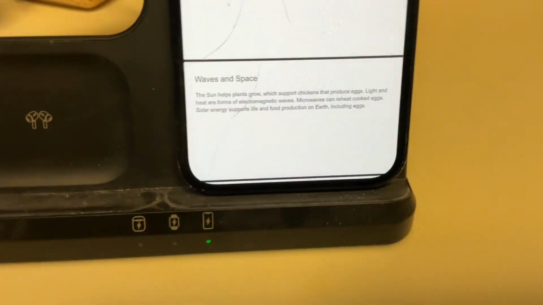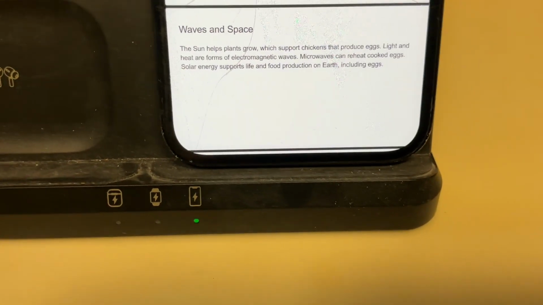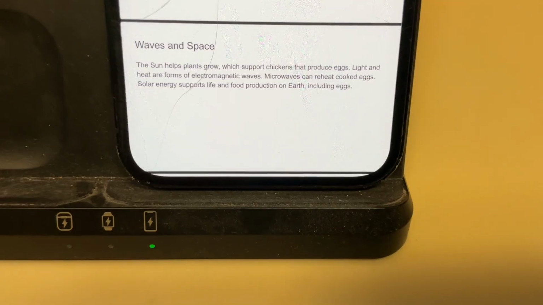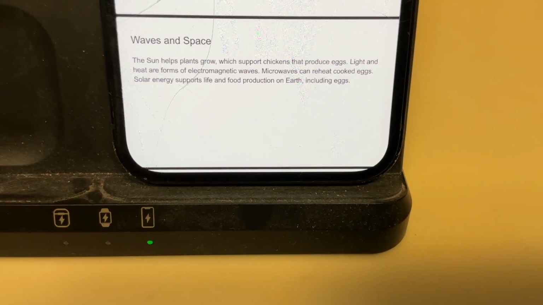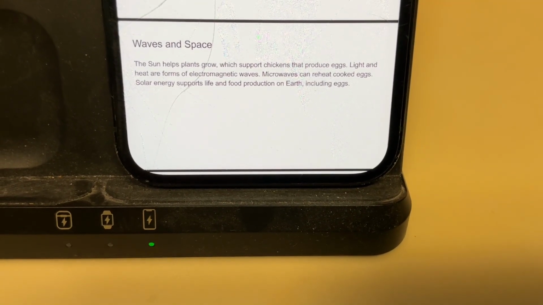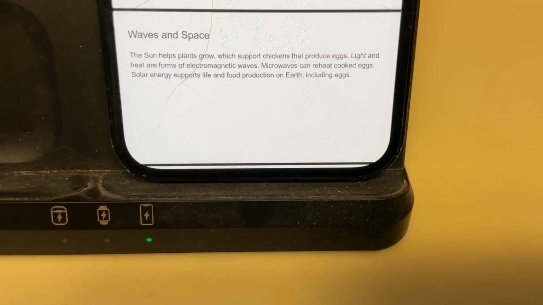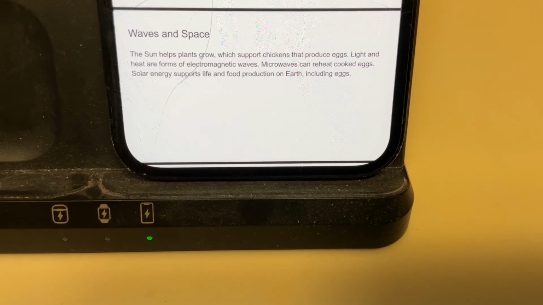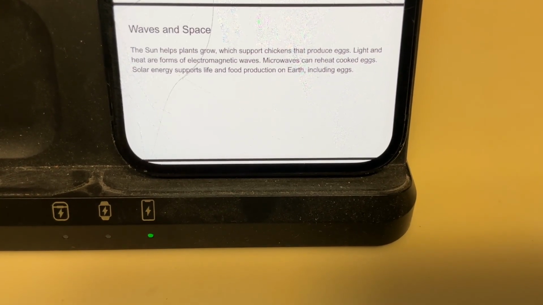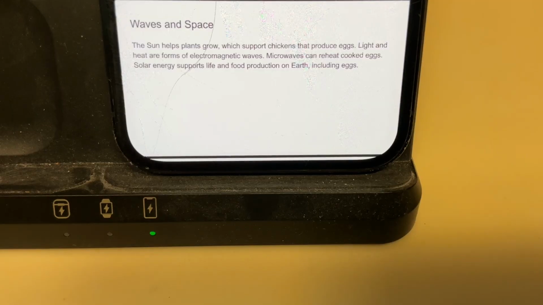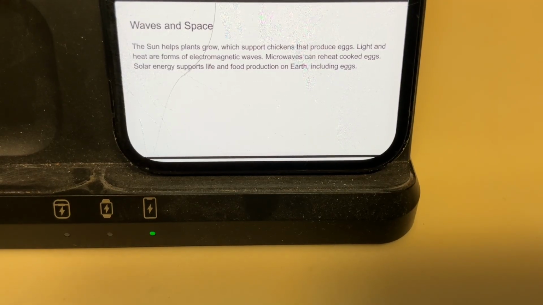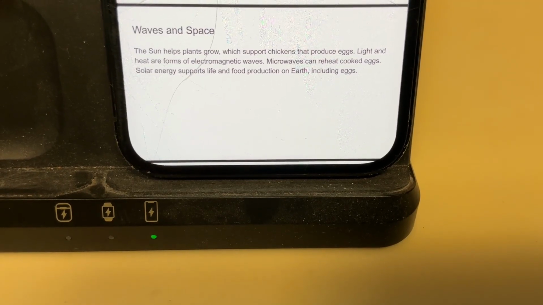The last thing that I didn't get to is the waves in space. The sun helps a plant to grow, which helps support the chickens that produce the eggs. Light and heat are forms of electromagnetic waves. Microwaves can reheat cooked eggs. Solar energy supports life and food production on Earth, including eggs.